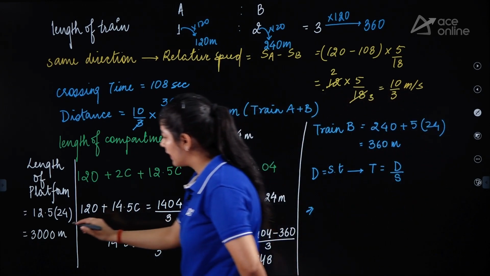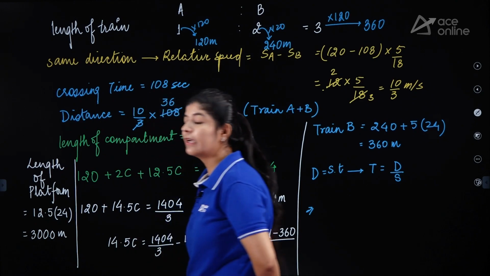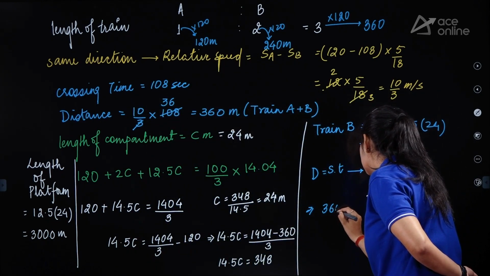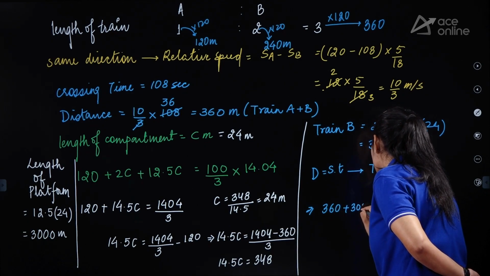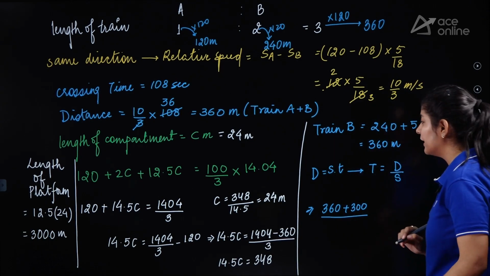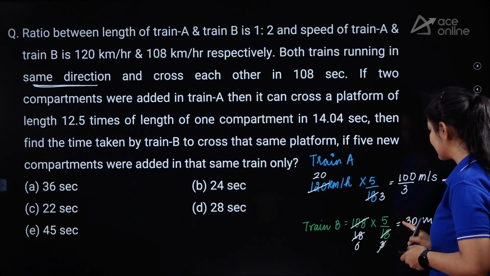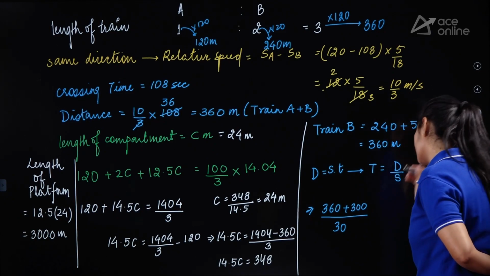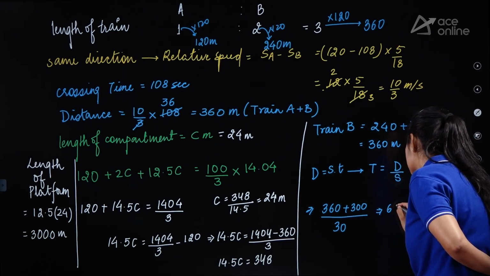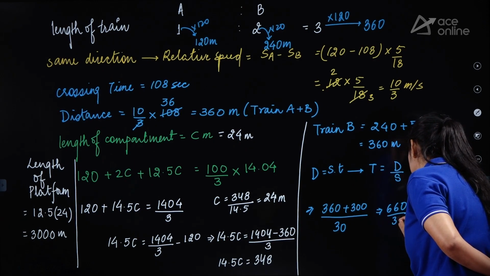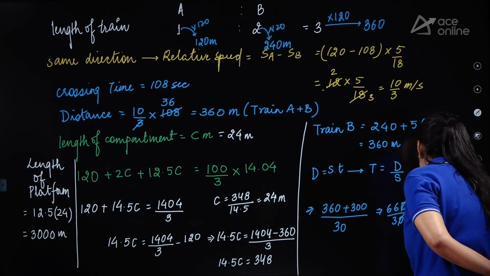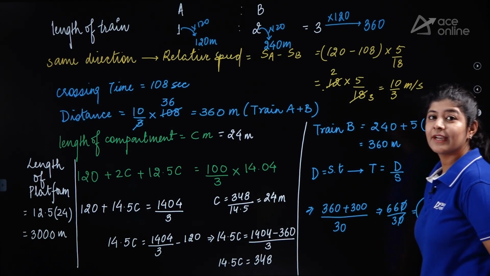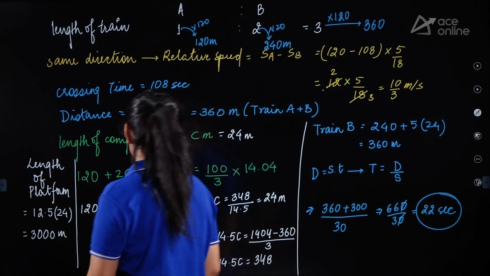Here we are having 1 point, so this is 300 meters only. So the total distance is 360 plus 300, and the speed of the train is 30 meters. So this is nothing but 660 divided by 30. So here the time taken by train B is 22 seconds.